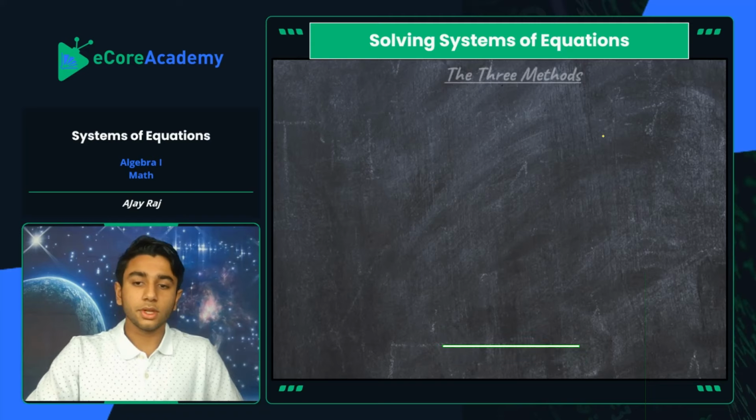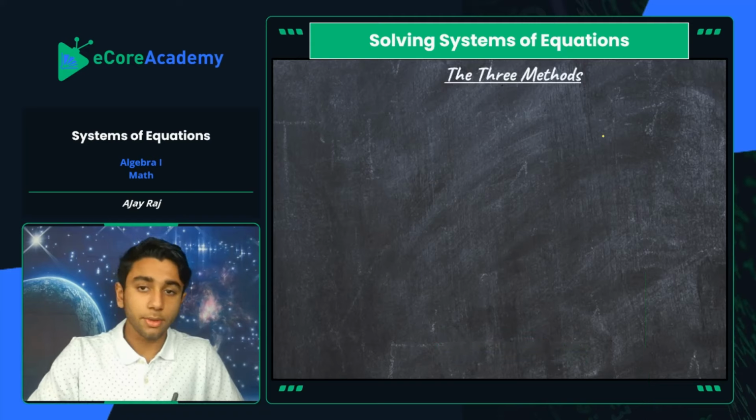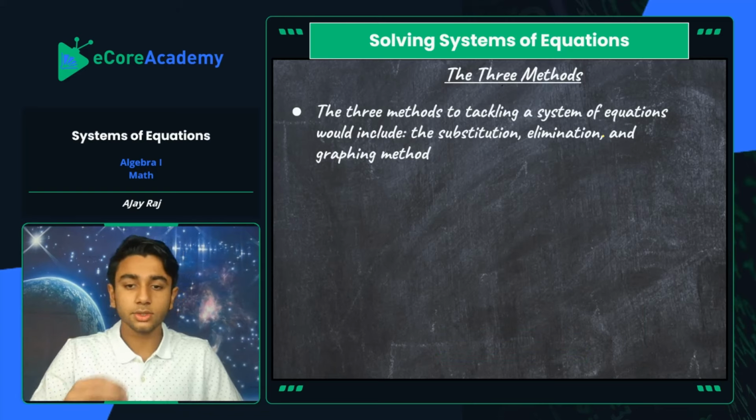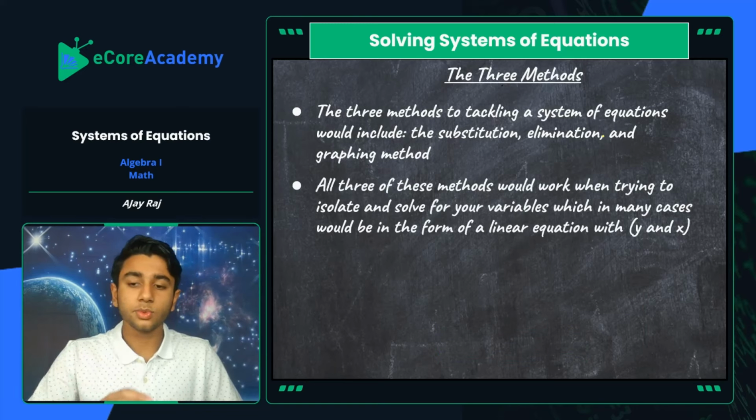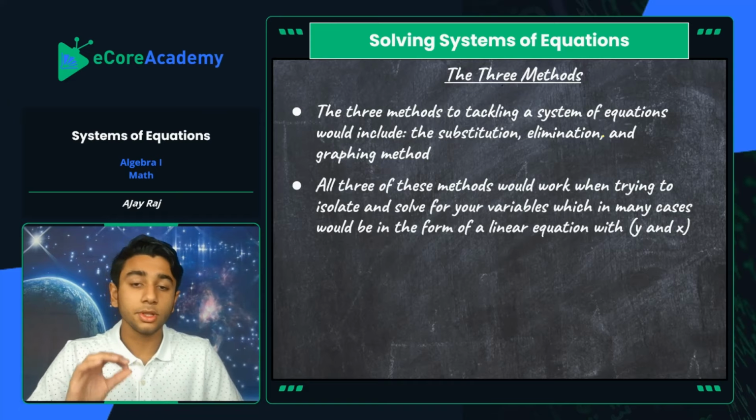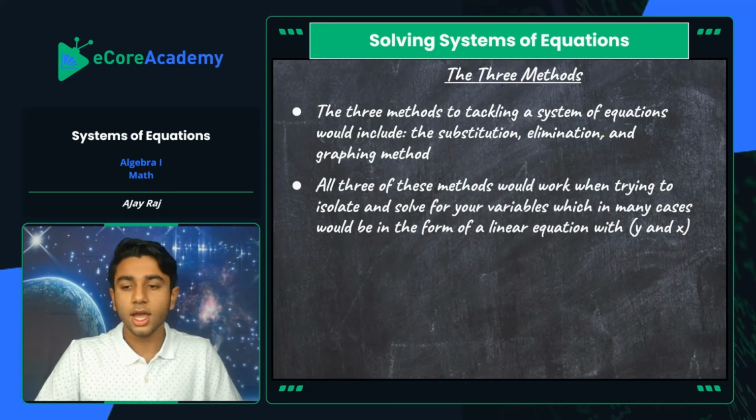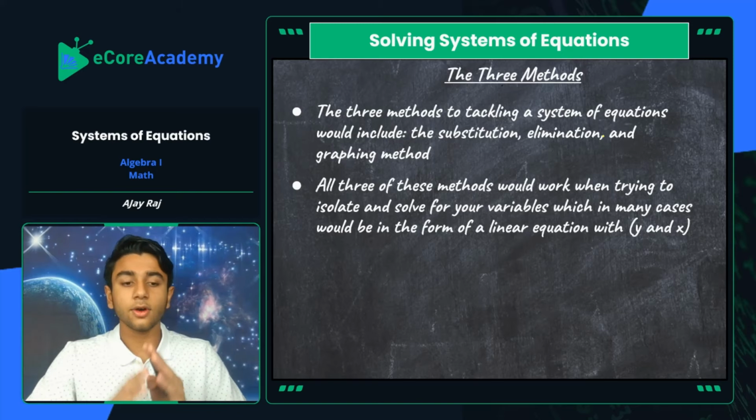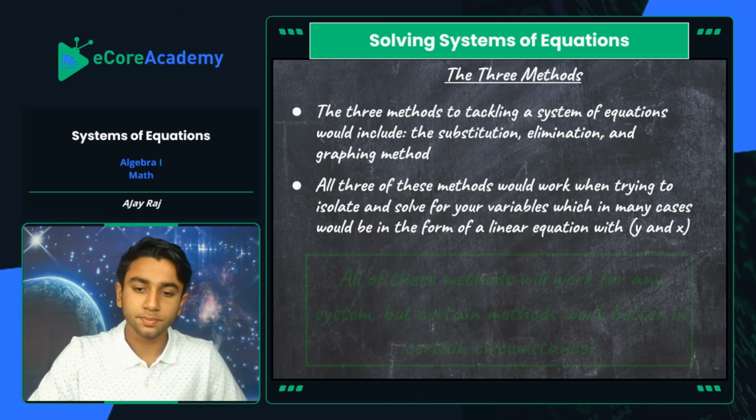So, solving systems of equations. Let's take a look at a brief overview of what the 3 methods are and what their purposes are. The 3 methods for tackling a system of equations are the substitution, elimination, and graphing methods. All 3 of these methods work when you're trying to isolate and solve for your variables. Often this would be in the form of y and x when you're looking at regular linear equations like y equals x, or any of the translations of those. So it's going to be y and x, your 2 variables within 2 separate linear equations, and you're going to be trying to solve for both utilizing these methods.